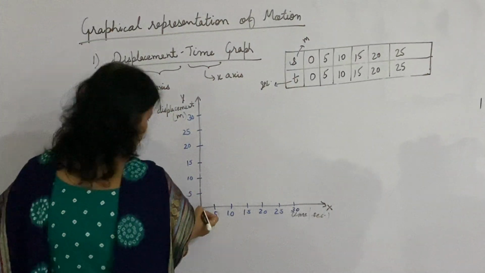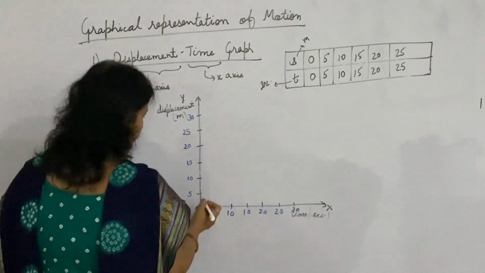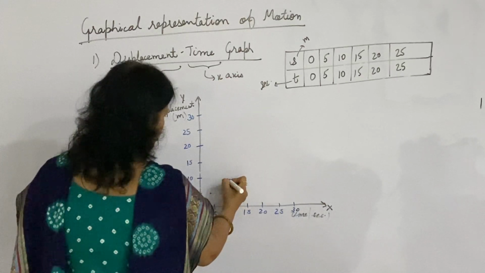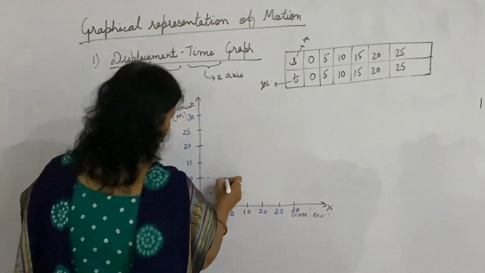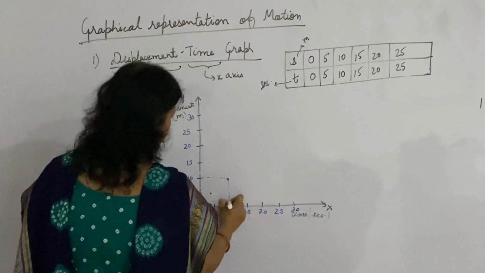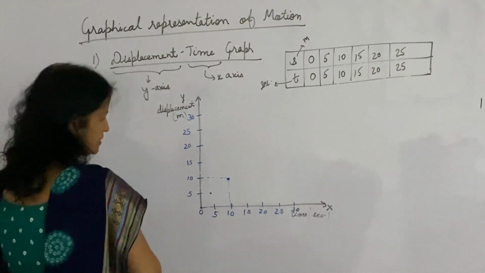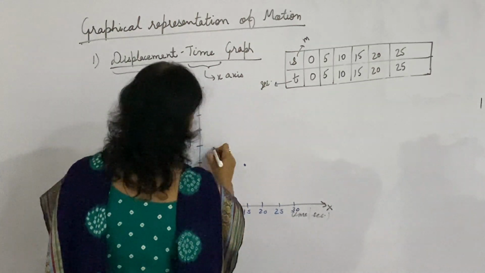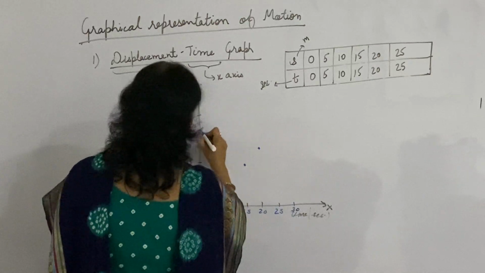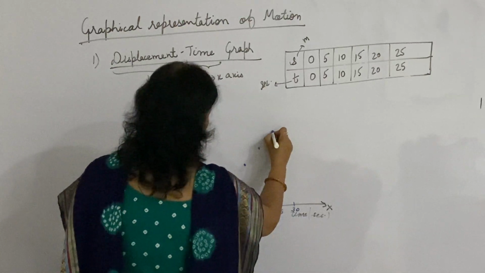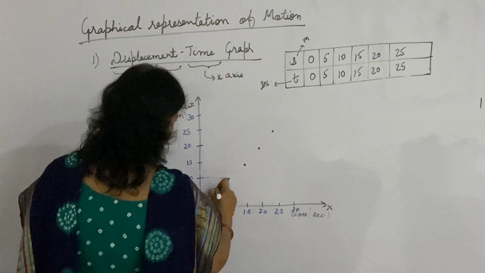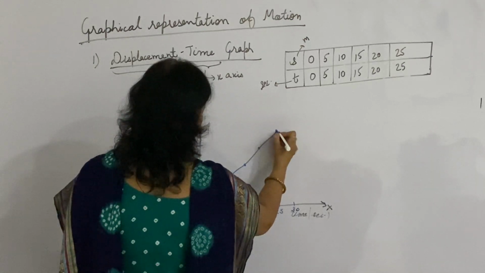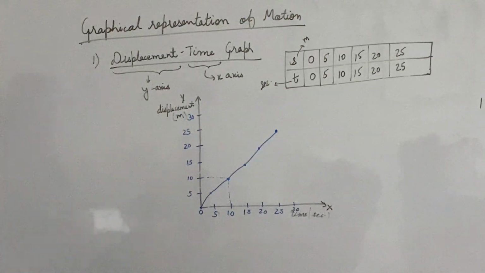At 0 time, displacement is 0. At 5 seconds, displacement is 5 meters. At 10, displacement is 10. We draw it like this. Wherever the points meet, that point is considered. Roughly 15, and this comes out to be a straight line.